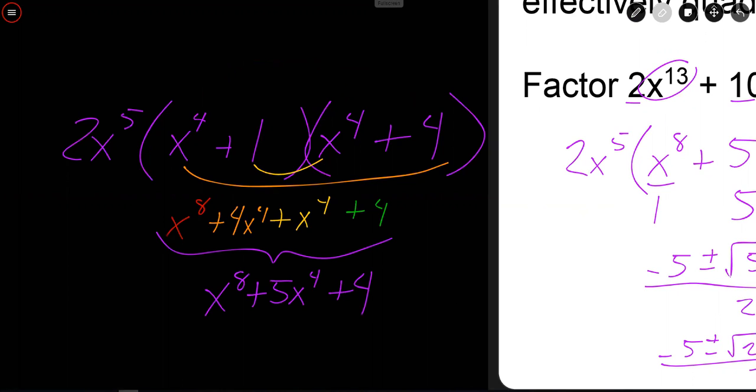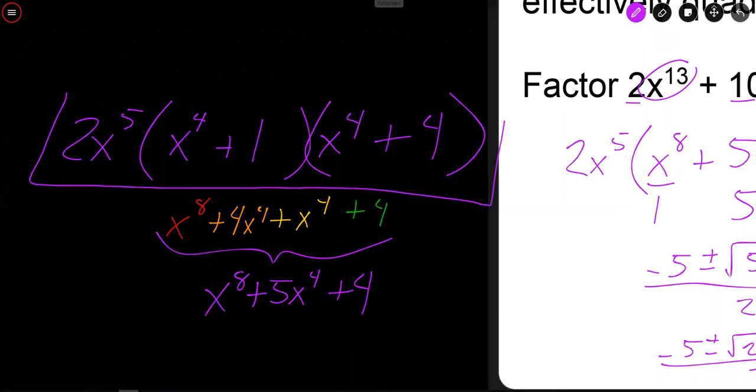But in the end, my answer to this problem, because I'm factoring, is 2x to the 5th times x to the 4th plus 1 times x to the 4th plus 4.